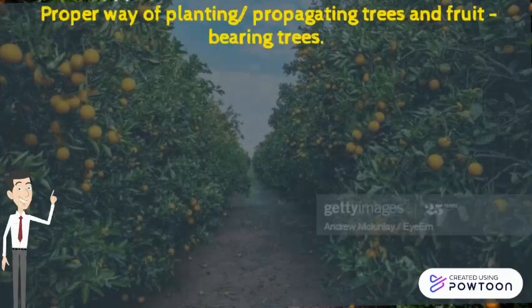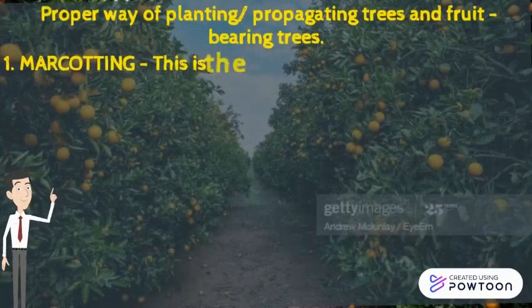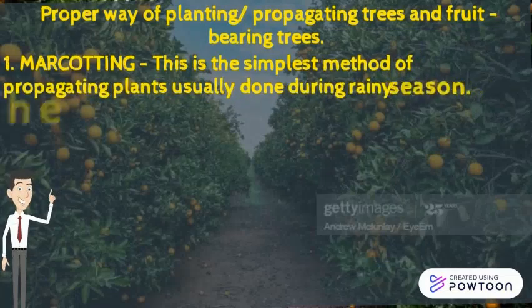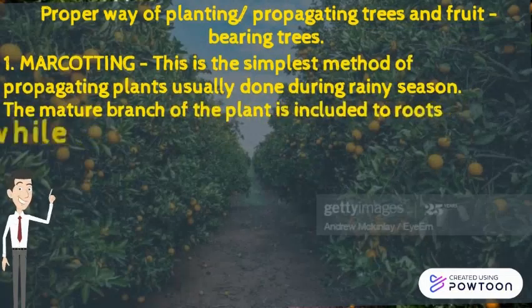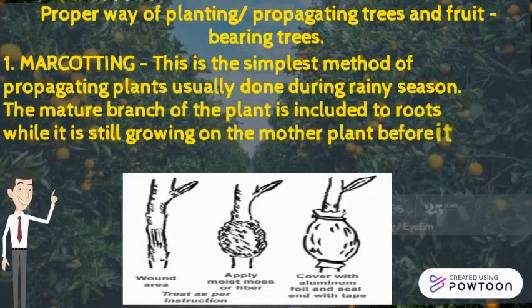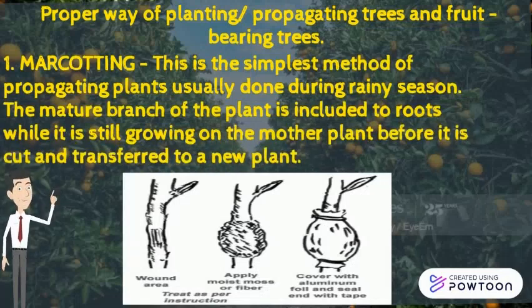Proper way of planting and propagating trees and fruit-bearing trees. Number 1. Marcotting. This is the simplest method of propagating plants, usually done during rainy season. The mature branch of the plant is induced to grow roots while it is still growing on the mother plant before it is cut and transferred to a new plant.